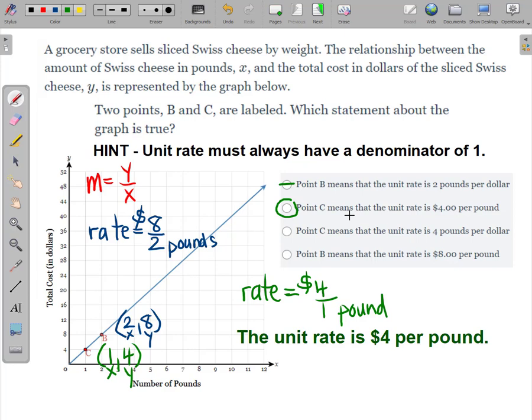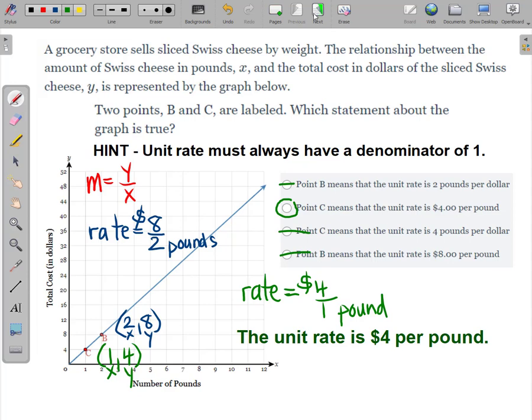A good strategy, though, is to prove that the other ones are wrong. Point C means that the unit rate is 4 pounds per dollar. Trying to get tricky, mixing up 4 and 1, but it's $4 per pound, so that's wrong. Point B means that the unit rate is $8 per pound. Again, trying to use 8, but over here it's $8 per 2 pounds. So there you have it.